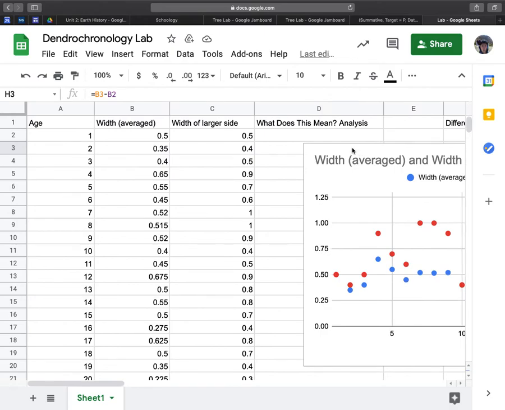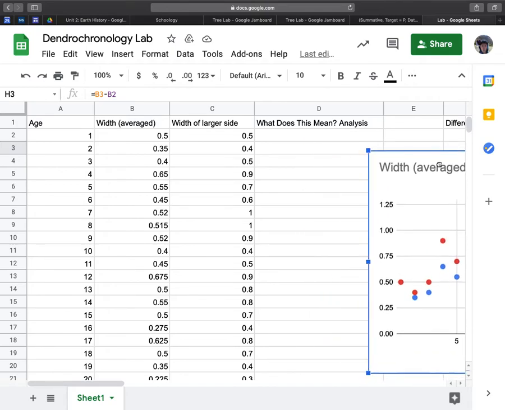If you need any help with any of the data analysis, let me know. Share your Google Sheet with me. Tell me what you need, and I can help you with that.